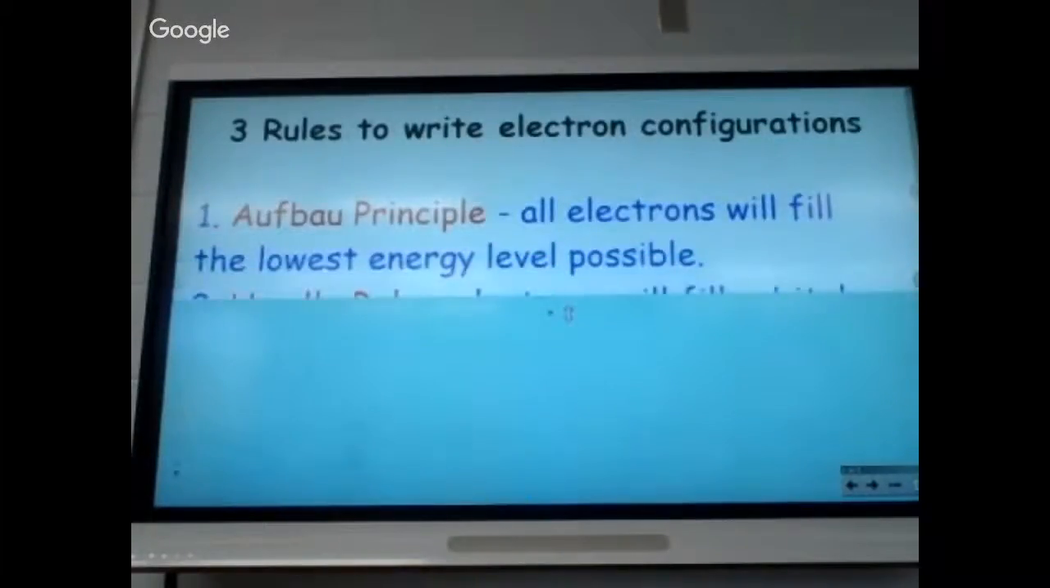Now, for those of you who like titles, again, the title is electron configuration. All right. We're gonna learn that right now.